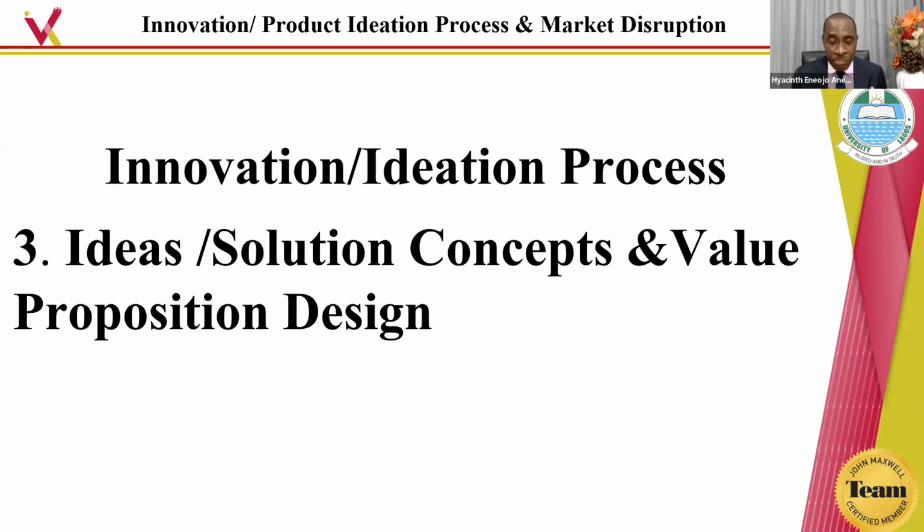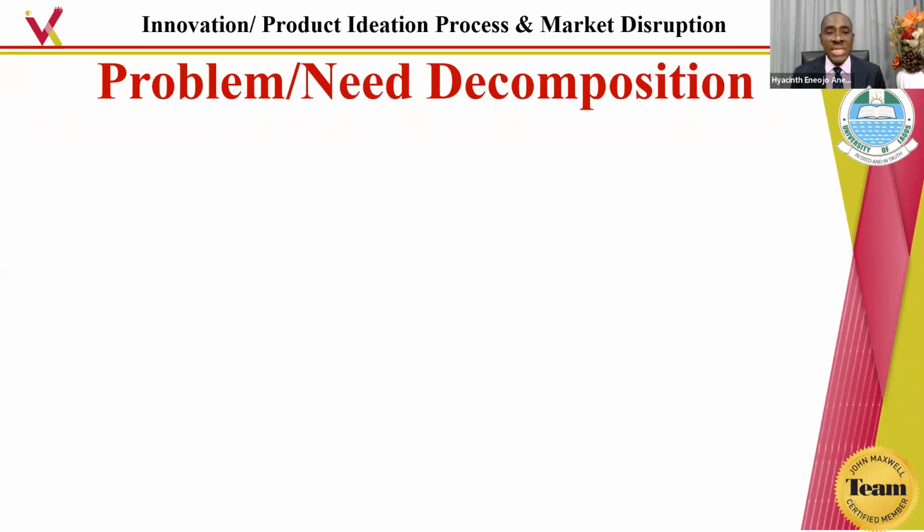Remember I've said before, why are you asking the question, how might we? Because you are saying that there are different possibilities, different solution possibilities, different innovation possibilities. So how do you go about it? The first thing is that you need a problem or need decomposition. So you need to decompose the needs into sub-needs, and be able to find what solution options exist for each of those sub-needs. That's how you come up with a solution concept.